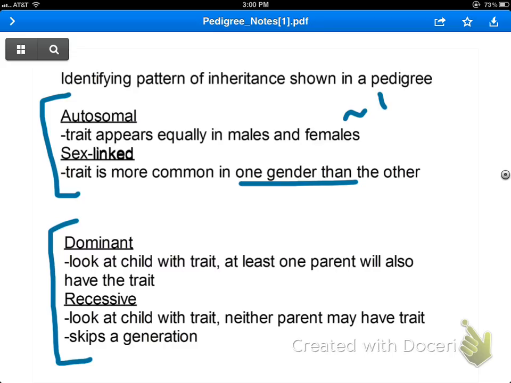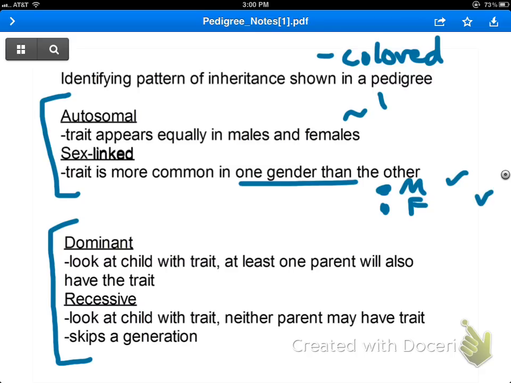Remember, when looking at a pedigree, you only want to look at the ones that are colored in, because those are the ones that have this trait, and the questions are pertaining to the particular trait. So you want to count how many colored in males there are and how many colored in females there are. If there are more males than females, it's sex-linked, or if there are more females than males, it would also be considered sex-linked.